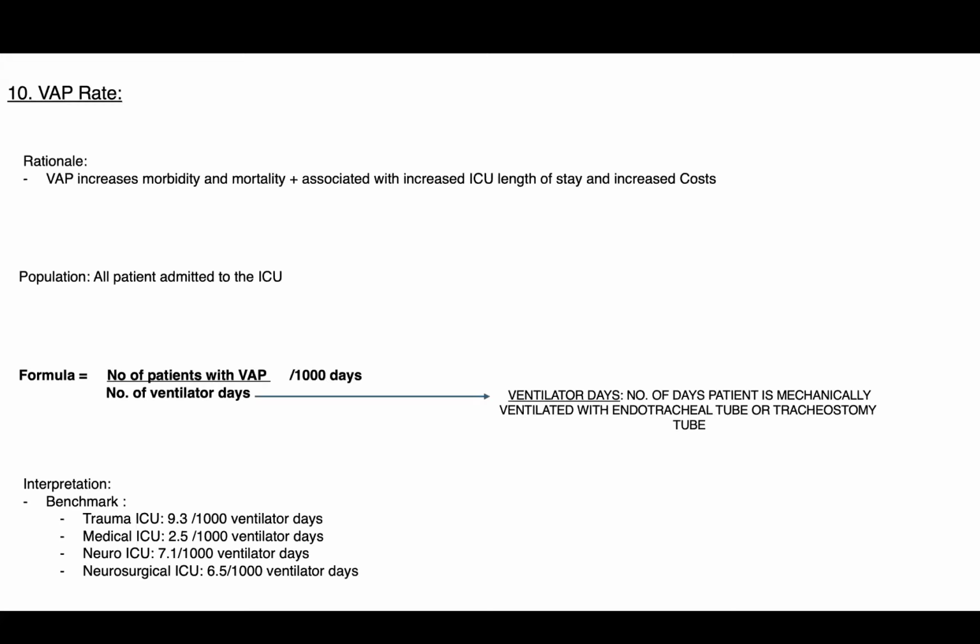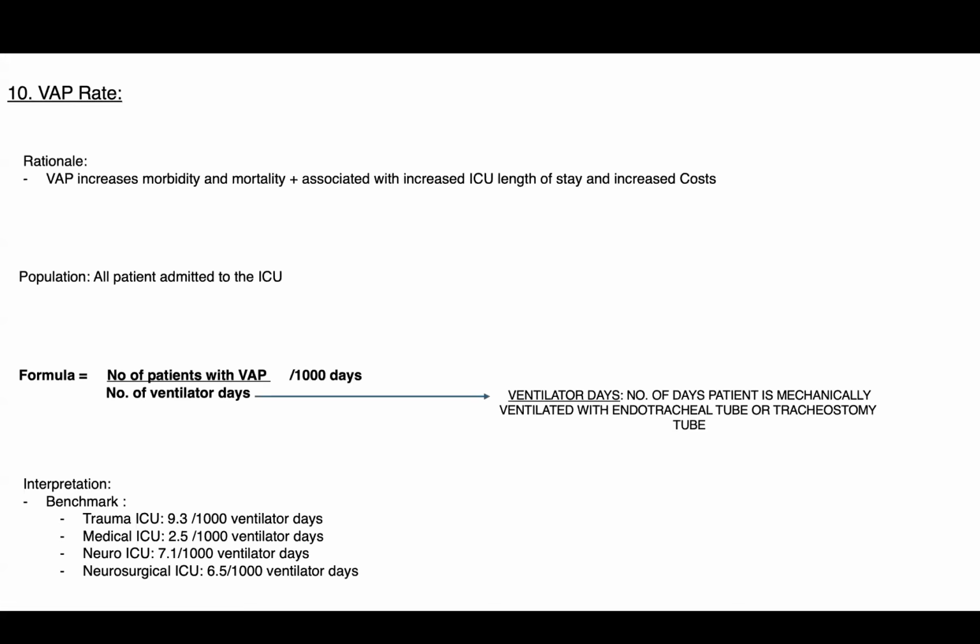Then coming to VAP rates. So the rationale is VAP increases morbidity and mortality plus is associated with increased length of stay and increased cost. So it includes all patients admitted to the ICU, and the formula goes by the number of patients with VAP by the number of ventilator days. So how do you calculate ventilator days?